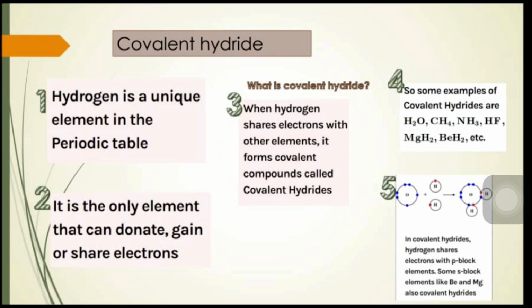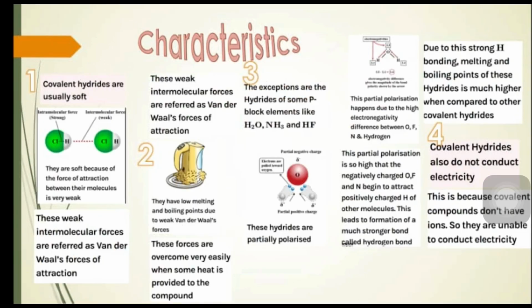In covalent hydrides, hydrogen shares electrons with p block elements, and some s block elements like beryllium and magnesium also form covalent hydrides. The characteristics of covalent hydrides: first, they are usually soft, because the force of attraction between their molecules is very weak. These weak intermolecular forces are referred to as van der Waals forces of attraction. Second, they have low melting and boiling points due to weak van der Waals forces. These forces are overcome very easily when some heat is provided to the compound.